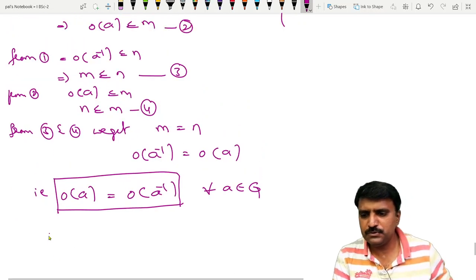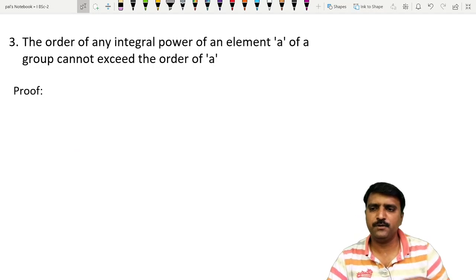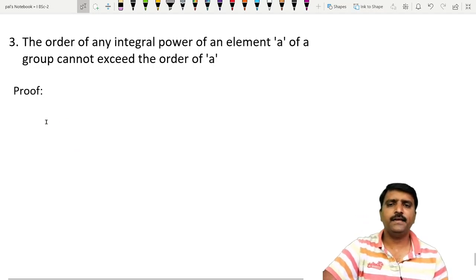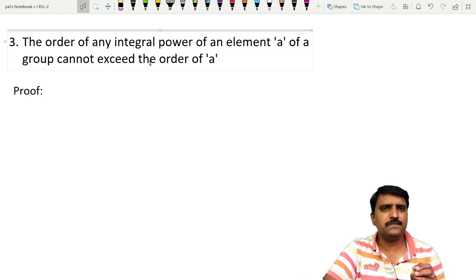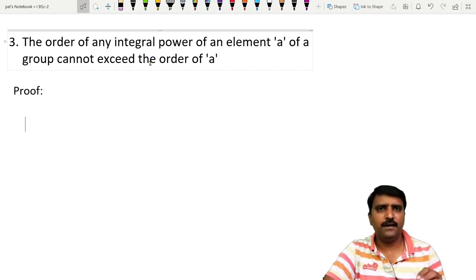Similarly, you take one more property. The order of any integral power of an element A of a group G cannot exceed the order of A. Suppose the order of A is 10. If you take the order of A square, A cube, or A to the power of 5, that element's order is always less than or equal to the order of A. So the order of A square is less than or equal to 10, and the order of A cube is less than or equal to 10. So we have to prove this.